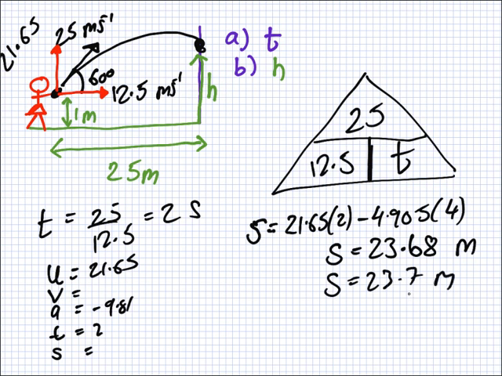Now, what do we do about the 1 meter? Do we add it or do we subtract it? You add it. Very good, because the S represents the height from the x-axis, which is 1 meter above ground level. So the H is 24.7 meters. Okay? You can write that down, please.